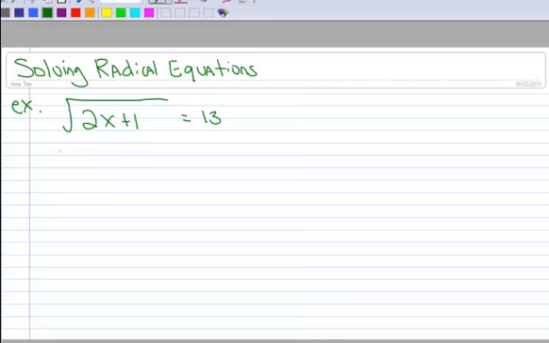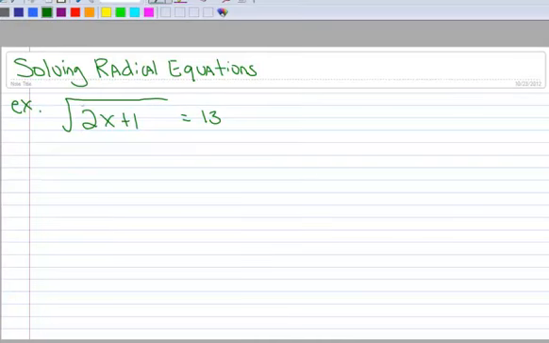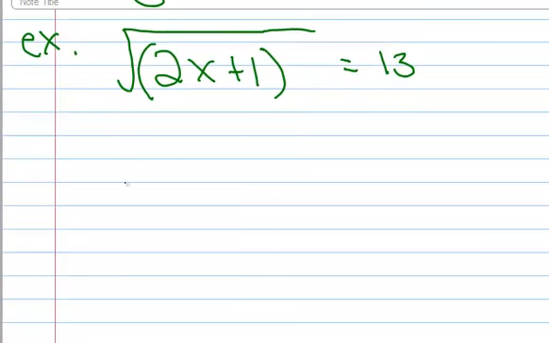All right, I'm going to do two examples with you of solving radical equations. Here's the first one. And by the way, these two equations I'm going to do are fairly basic. In the next video, you'll see it gets quite a bit more complicated. So on the left-hand side, we've got the square root of this whole quantity, 2x plus 1. All of that's under the radical, and the right-hand side is 13.